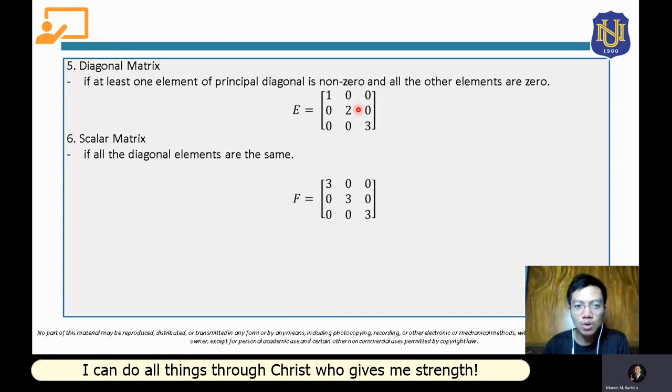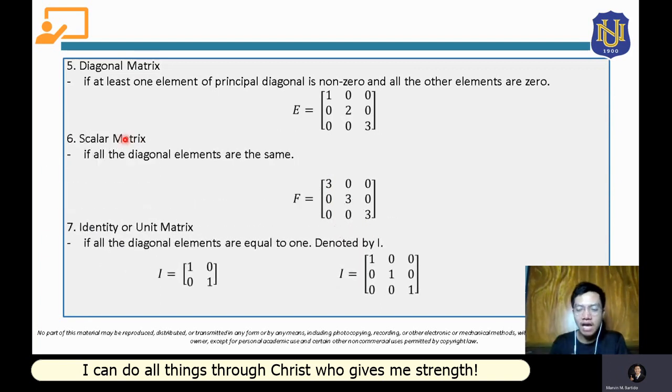Now, for number 6, this is called a scalar matrix. For a scalar matrix, all the diagonal elements are the same. So the principal diagonal, you can say that this is a scalar matrix if all the elements here in the principal diagonal are the same. Now, for the seventh classification or type, this is called an identity or unit matrix. If all diagonal elements are equal to 1, then they are called an identity matrix.